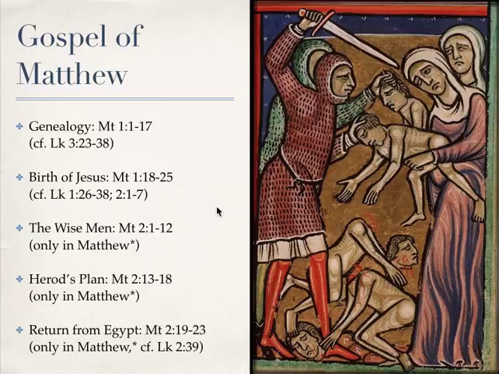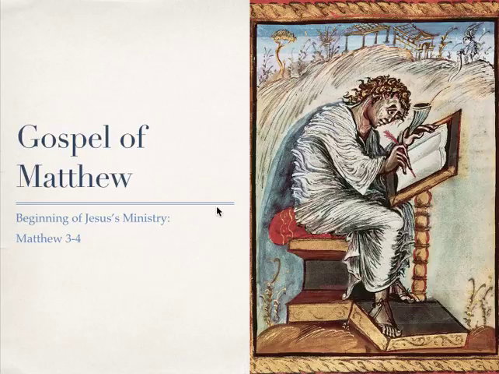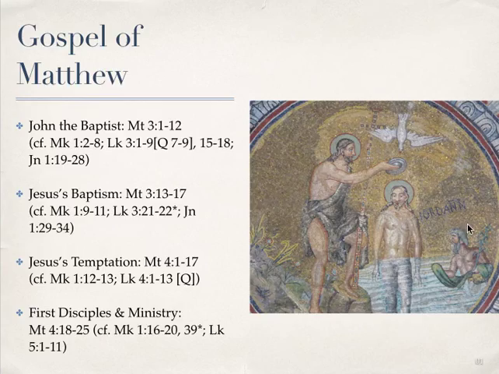So that's the birth narrative, Matthew chapter 1 and 2. Let's look now at the beginning of Jesus' ministry, which we find in Matthew chapter 3 and 4. Here, this mosaic is from a church in Ravenna, Italy. It's a beautiful church. And this is their baptistry. So often to the side of the church is this place where they baptize, and above the baptismal font is this mosaic of John the Baptist baptizing Jesus.